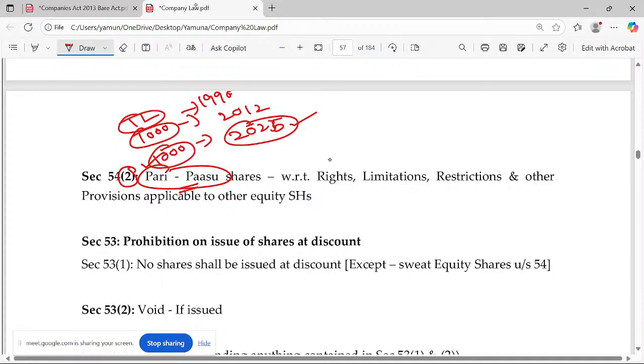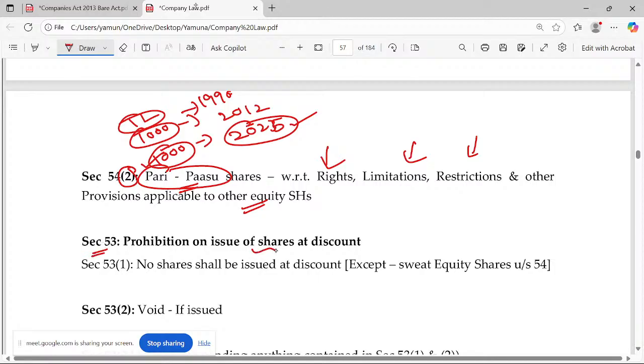Pari passu shares with respect to rights, limitations, restrictions, everything will be carried over and taken as part of the other equity shares. Which means the sweat equity shares held by those persons and the other equity shareholders will get equal rights. That's about section 52. Section 52 is a small section.